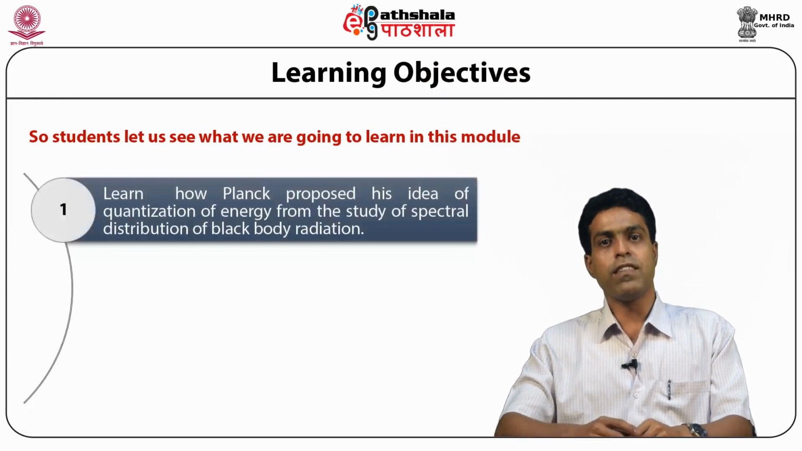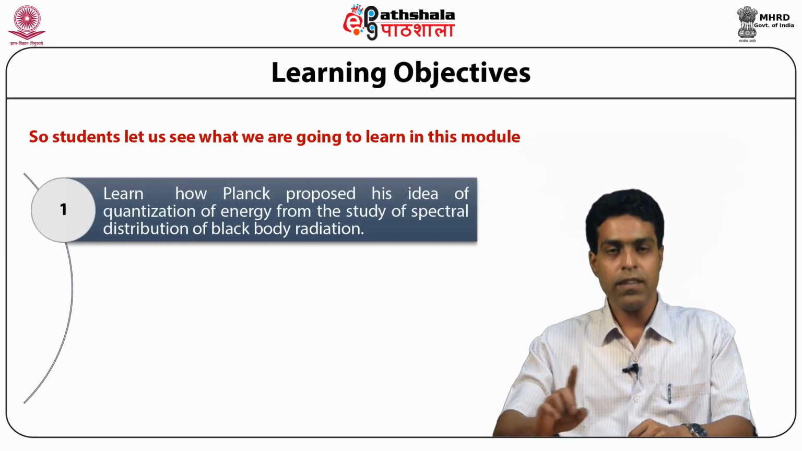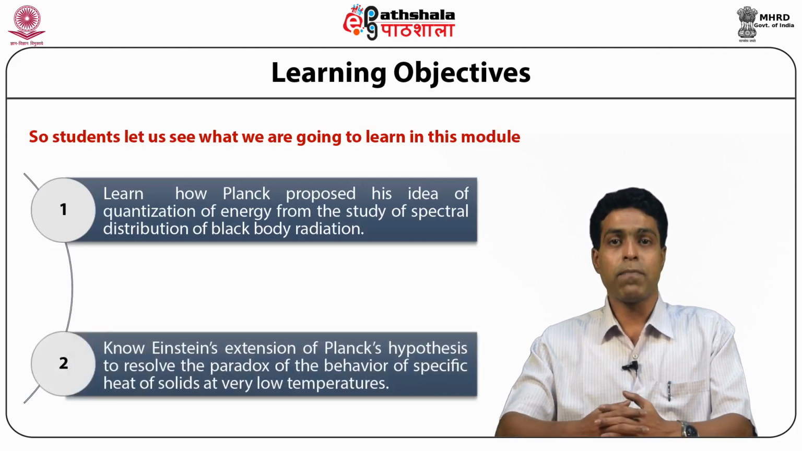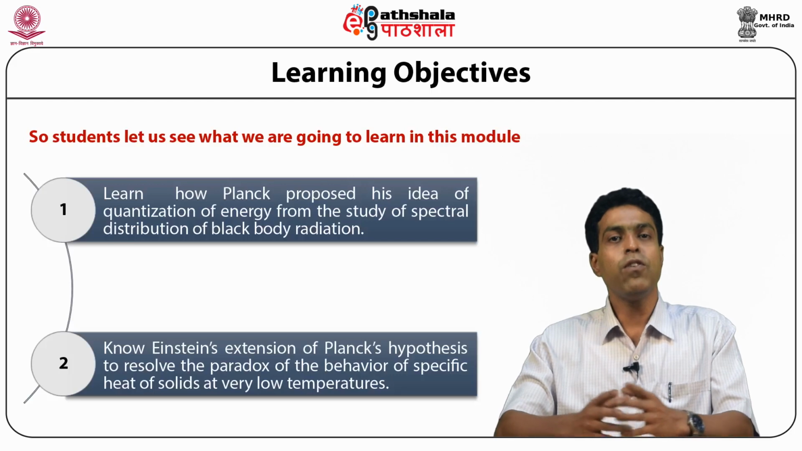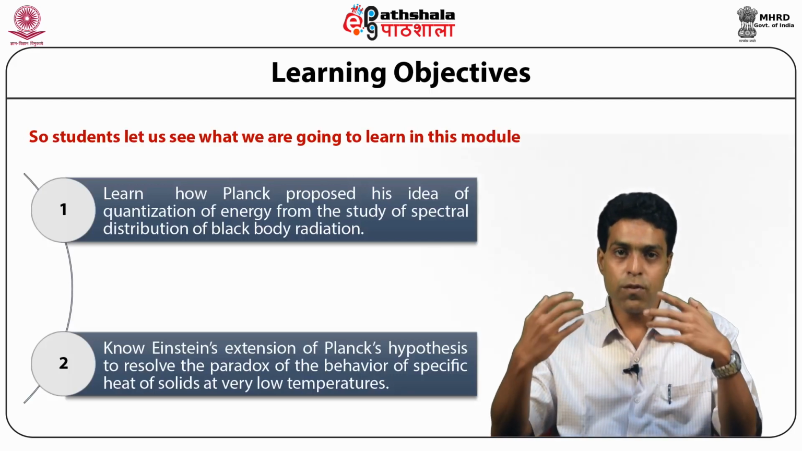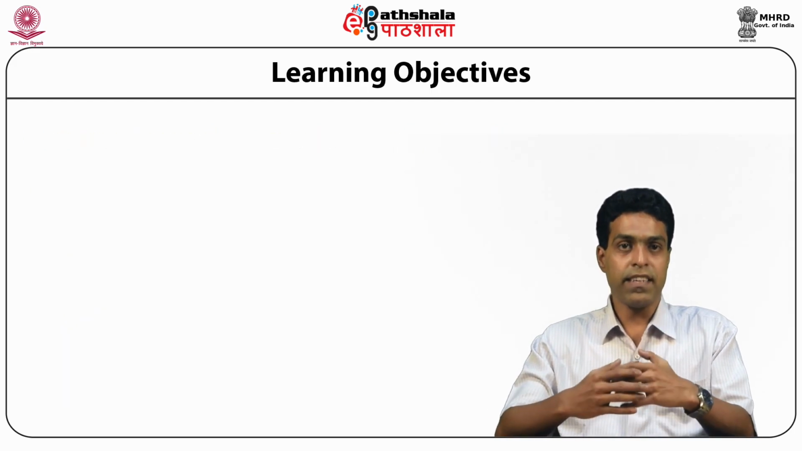1. How Planck proposed his idea of quantization of energy from the study of the spectral distribution of blackbody radiation. 2. Know Einstein's extension of Planck's hypothesis to resolve the paradox of the behavior of specific heat of solids at very low temperatures.